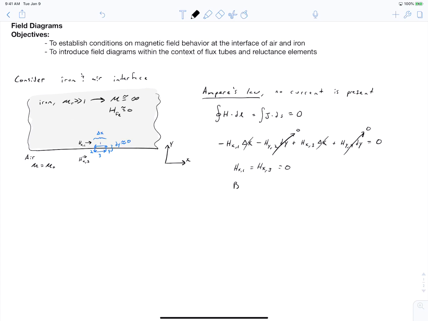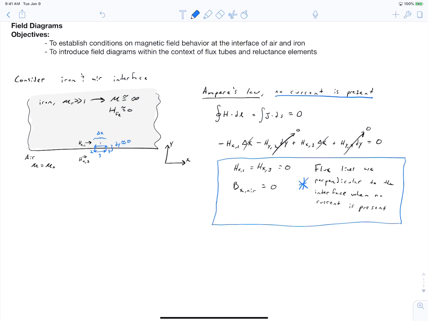And therefore, our B field in the x direction in the air is also 0, because B is equal to mu times H. And this tells us that the flux lines are perpendicular to the interface. So we've got magnetic field coming down like this, and it has to exit this interface exactly perpendicular to the surface. It cannot go like this or like this. That is what we have just found out, that it has to exit that interface exactly perpendicular. And this is an important conclusion.